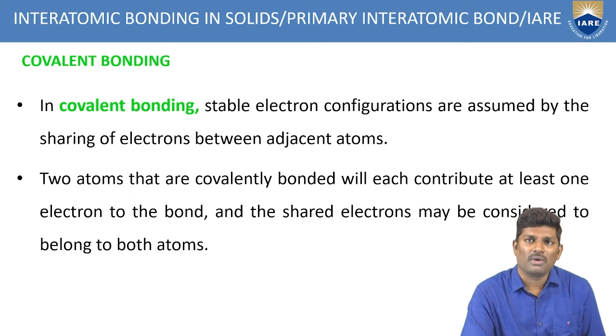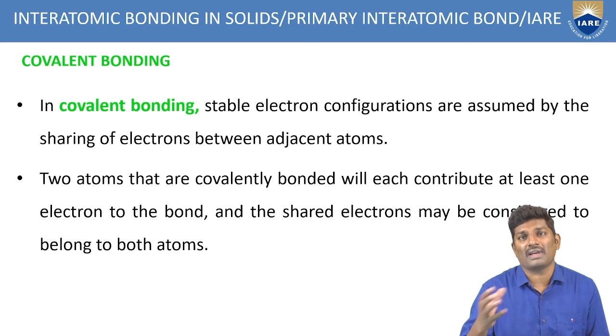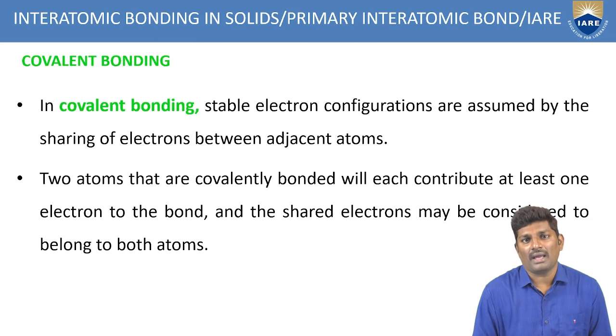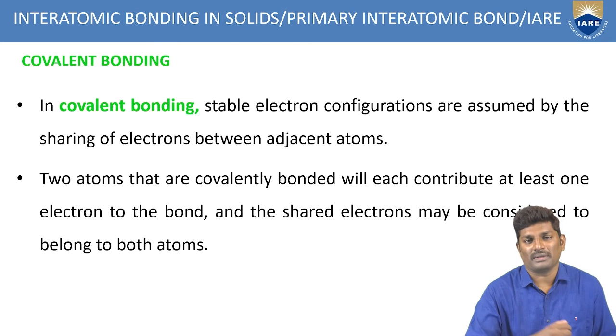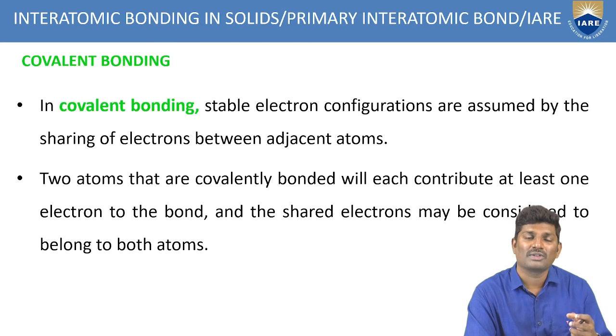So what is covalent bonding? In a covalent bond, stable electronic configurations are assumed by sharing of electrons between adjacent atoms. So here what is happening? Sharing of electrons is happening between adjacent atoms. When the adjacent atoms share electrons with one another, there is an attractive force between the elements, and this type of bonding is called a covalent bond. Here we are getting a stable electronic configuration.